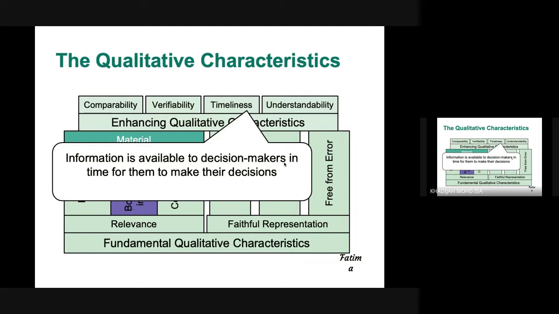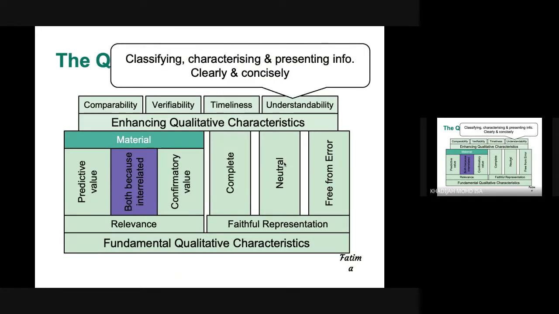Timeliness, as I mentioned, right, information is available to decision makers in time for them to make their decision. All right. So it's very important to have the information timely, right, relevant, that is interrelated. Yeah. Understandability means that the classification, the characteristic, the presentation of information are clear and concise.